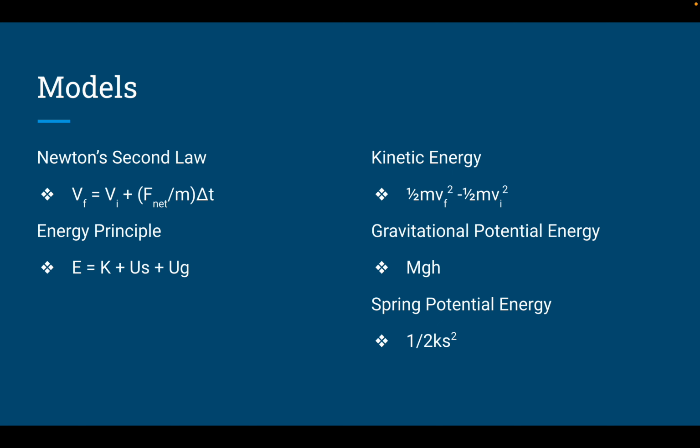So the models. As stated before, we're using Newton's second law, which is final velocity is equal to initial velocity plus F net over m times delta T. And then the energy principle: total energy is equal to kinetic energy plus spring potential energy plus gravitational potential energy. And then we have kinetic energy, which is 1/2 m v final squared minus 1/2 m v initial squared. And then gravitational potential energy is mgh, and spring potential energy is 1/2 k s squared, where s is the length minus the relaxed length.